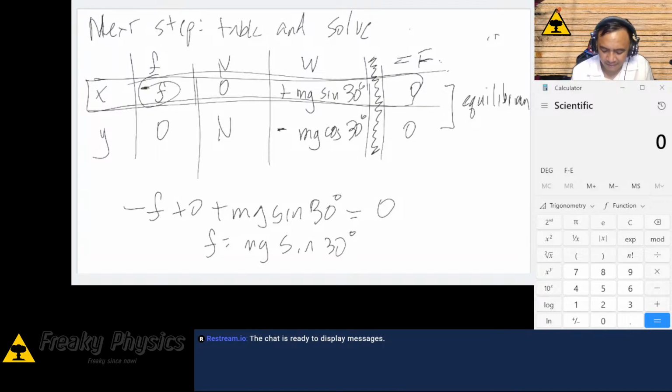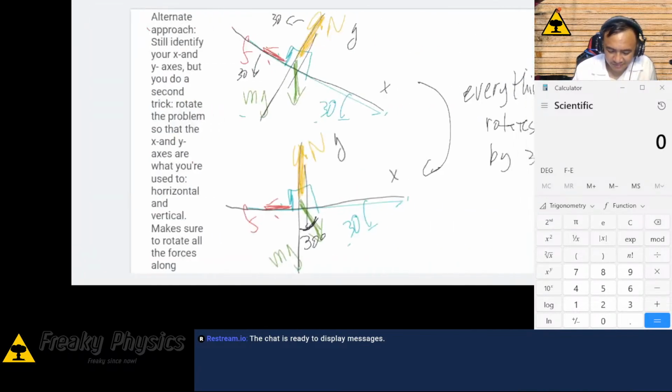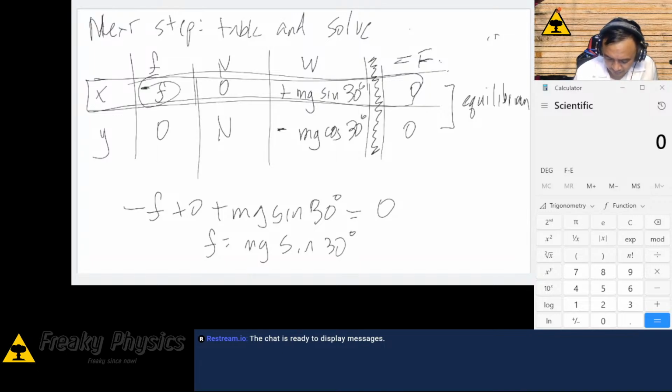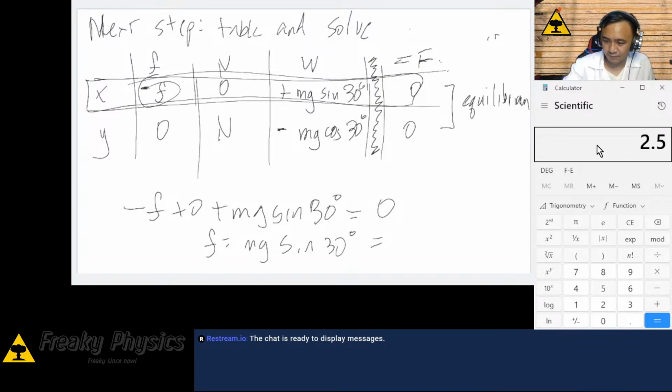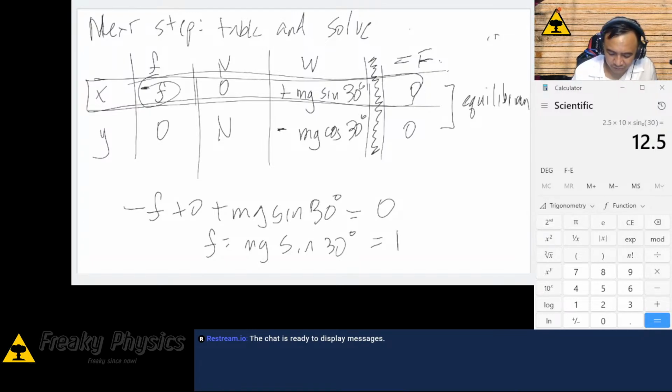Our mass, m, was given as how much? 2.5 kilograms. Okay, so what we're gonna do here now, we're just gonna solve that right now. So 2.5 kilograms times g, we'll use 10 for now, 10 times sine of 30 degrees. So sine of 30 degrees, that's 1/2. This gives us 12.5 newtons for the frictional force.